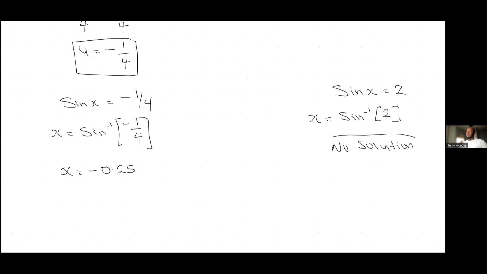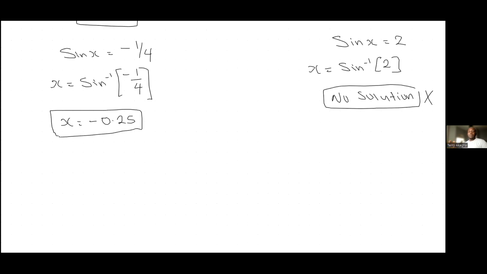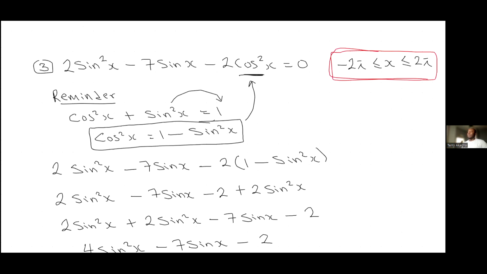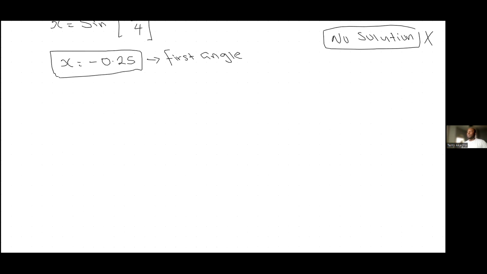So that means you only have one solution here. But like we did in the simple angles, we are going to move forward to get all the other possible angles for this. So x, which is minus 0.25, is the first angle. So we want to now see all the possible angles within the range of minus 2 pi and plus 2 pi. All right, so you now do it. You know how to do it now.